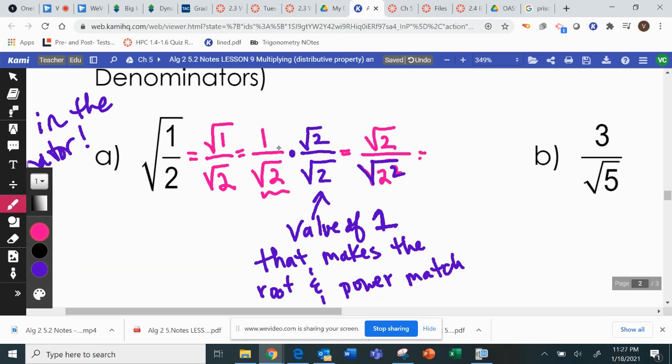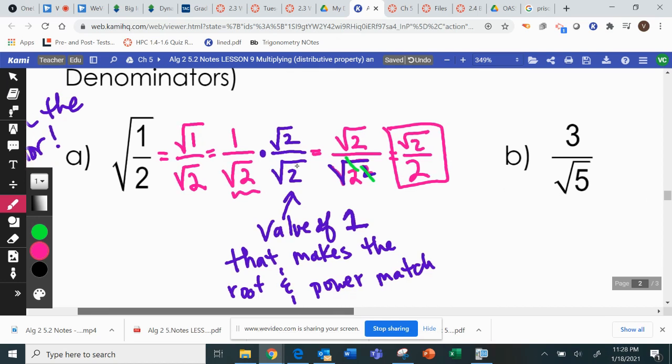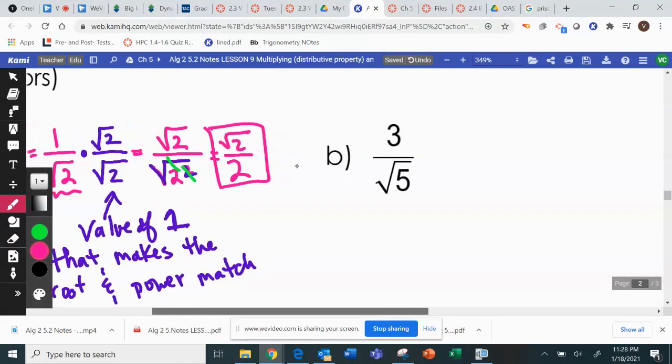Okay, so now I'm going to simplify the denominator, and these cancel out. The square root of 2 squared cancels out, and we get 2. So square root of 2 over 2 is our simplified version of square root of 1/2. That seems like a lot of steps, but I promise it gets much easier as you do it more often.